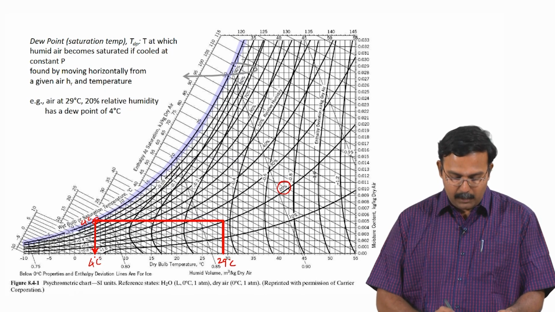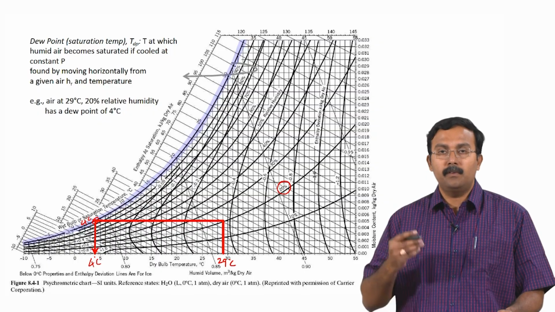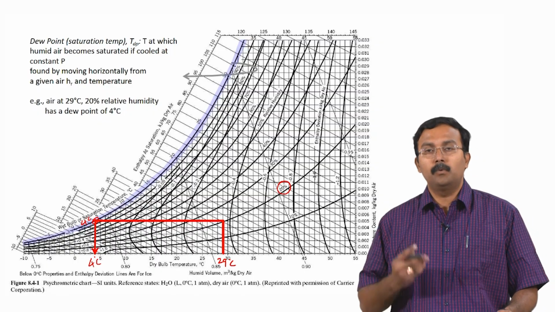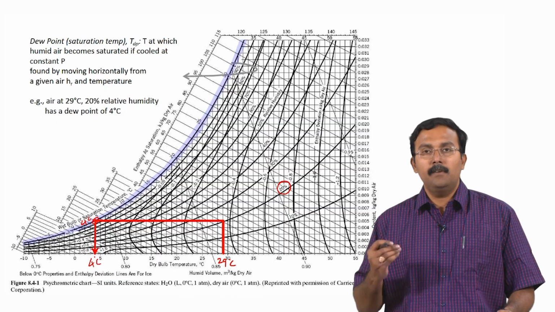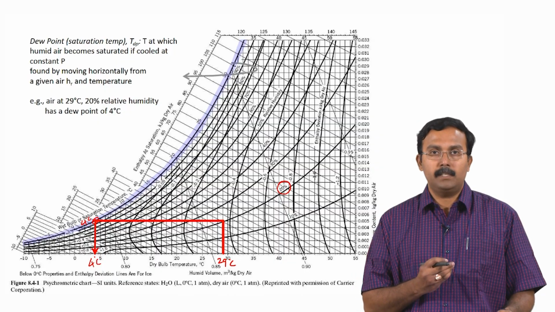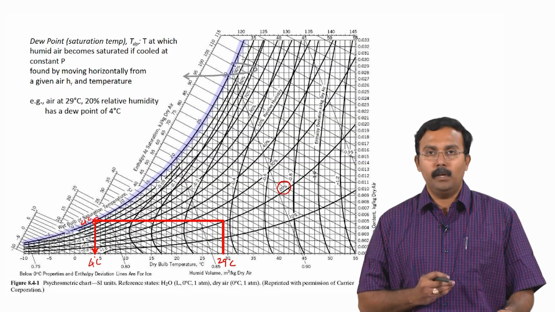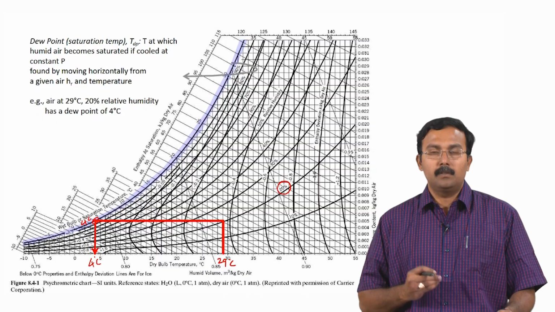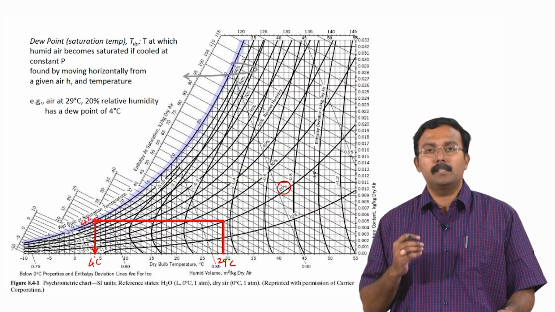You could either look it up here or here, and this would be the temperature at which the first dew starts forming. Water would start condensing from the air water mixture if it is cooled at a constant pressure and it reaches this particular temperature called the dew point or saturation temperature. Since first dew is formed due to condensation at this temperature, it is called the dew point.